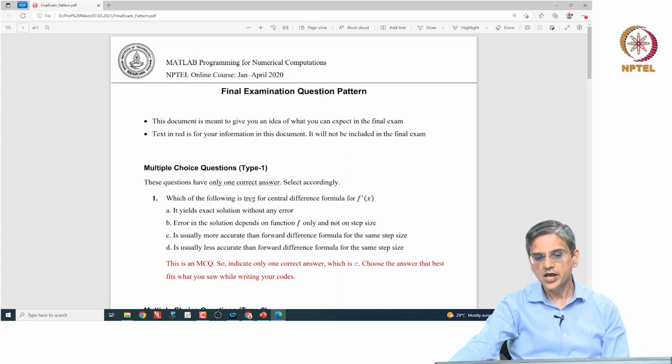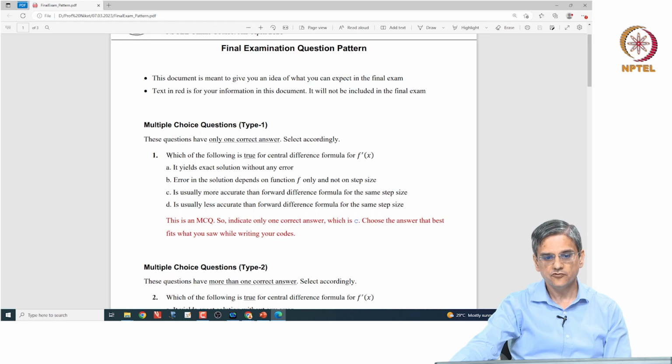For example, the question might be, which of the following is true for the central difference formula? It yields an exact solution without an error. That is not correct. Error in the solution depends on f and not on step size. That is also wrong. It is usually more accurate than forward difference formula. That is correct. It is usually less accurate than forward difference formula. That is wrong. So, the correct answer is C. So, you just go ahead and mark C. If you have marked C, you will get full marks for this problem.